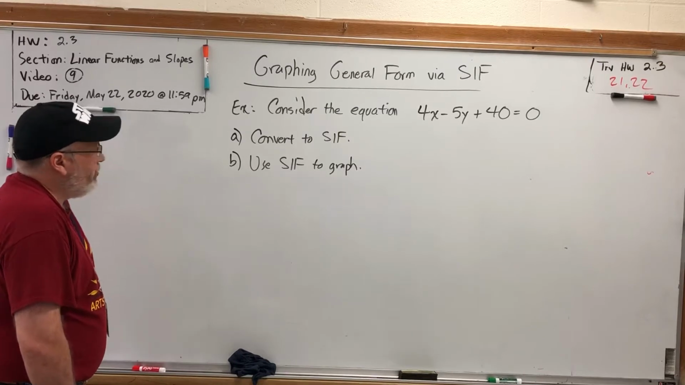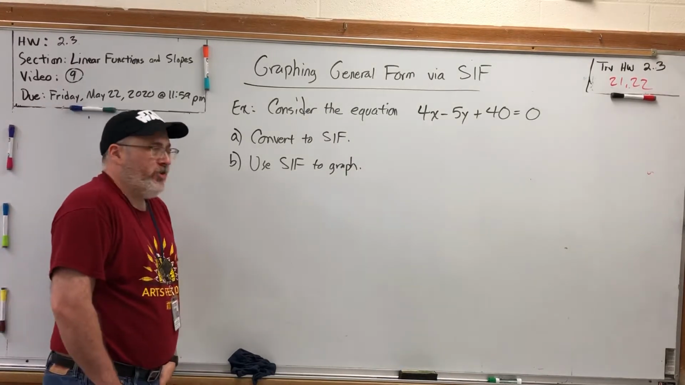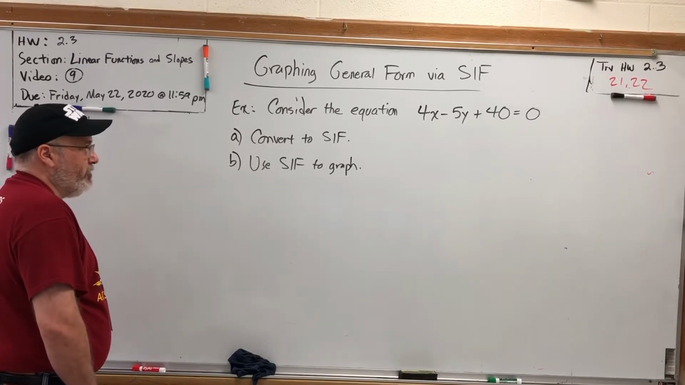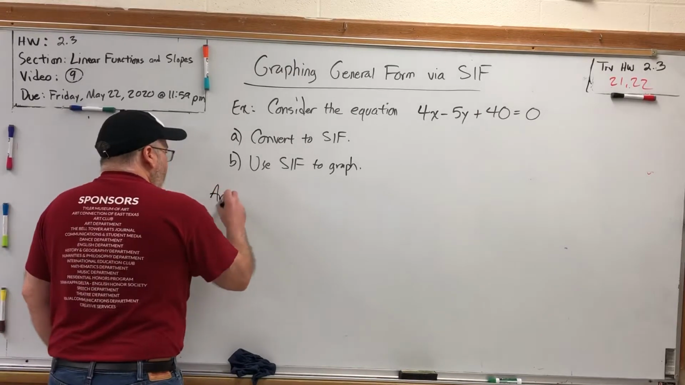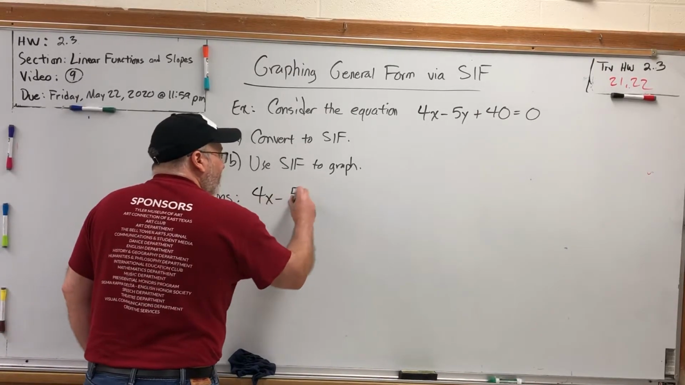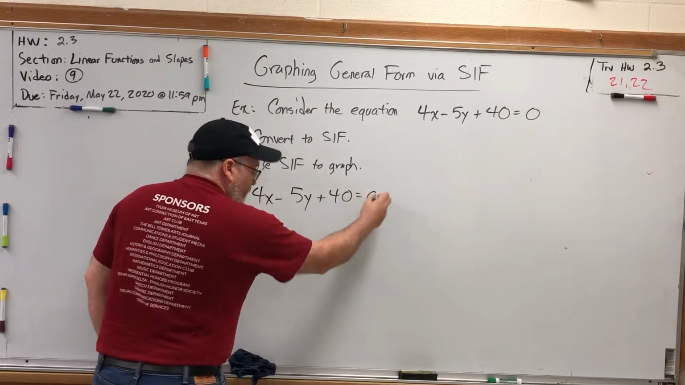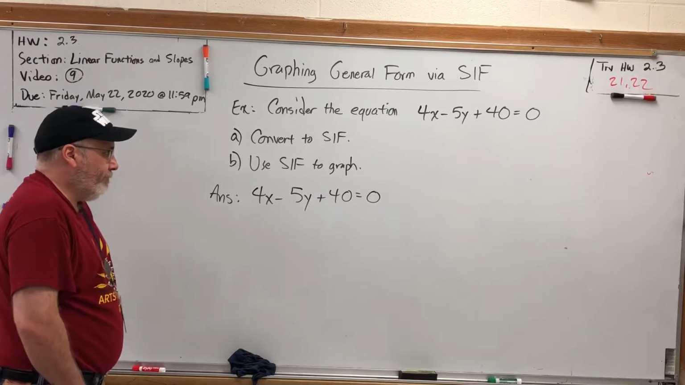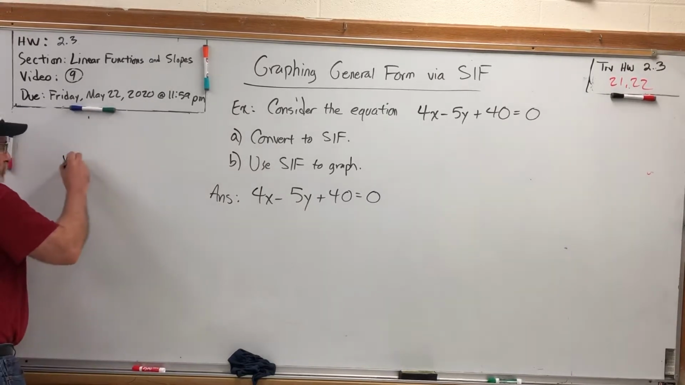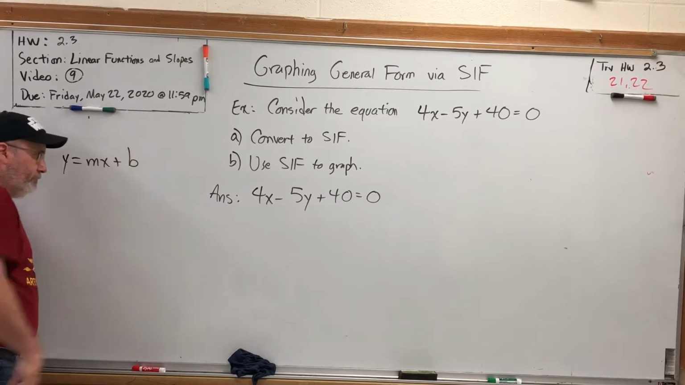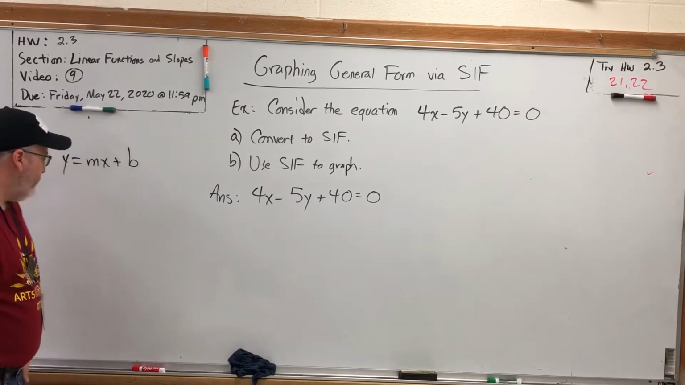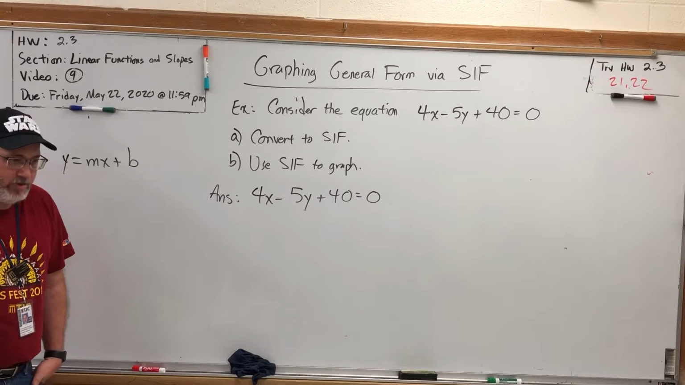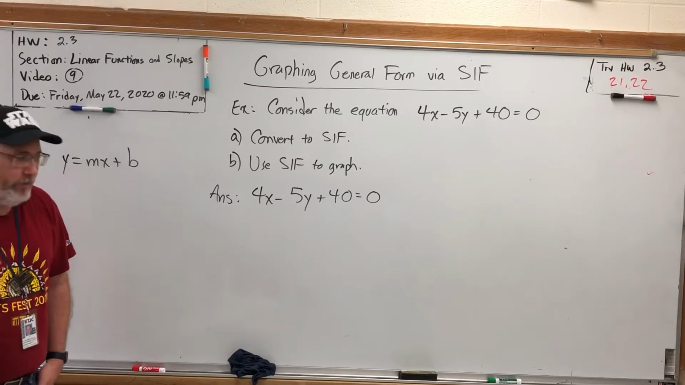So let's consider the equation 4x minus 5y plus 40 is equal to 0. We're going to convert it to slope-intercept form, and then we're going to use the slope-intercept form to sketch the graph. So let's start by converting it to slope-intercept form. Just writing the equation in general form, which looks pretty but tells us nothing. How can we convert this to slope-intercept form? Remember that slope-intercept form is y equals mx plus b. In a phrase, solve for y. Any equation of a line that's not in slope-intercept form, solve for y and you'll have slope-intercept form.